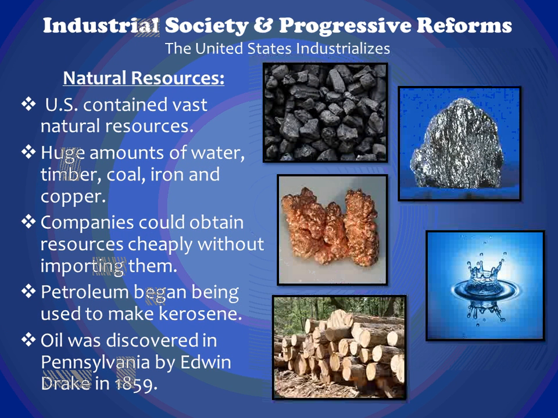Now, the first thing that a country needs in order to industrialize is an abundance of natural resources. Natural resources are raw materials that occur naturally in nature. The United States contained a vast group of natural resources upon which industry in the 1800s depended, including water, timber, coal, iron, and copper. The presence of these resources meant that American companies could obtain them cheaply and did not have to import them from other countries. Many of them were located out west, so as settlements expanded west, many people were able to establish claims on these different materials to use in factories.